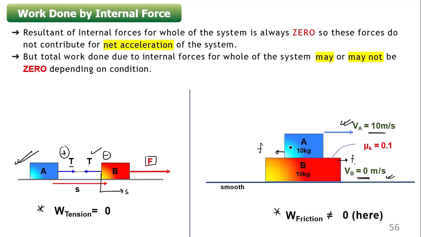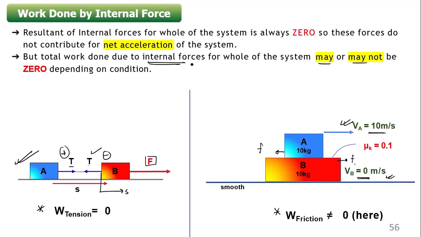So if the friction is kinetic, then only the friction force will not cancel each other. The work done is not cancelling each other. But here, I am saying that the friction is kinetic because both the blocks are moving separately. Okay. So total work due to internal force for the whole of the system may or may not be zero. It may be zero or may not be zero. That means I cannot say that it is always equal to zero.